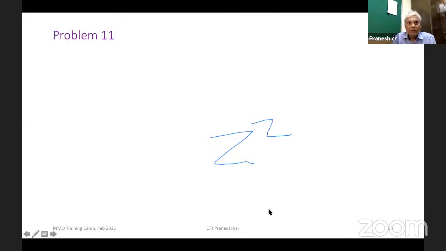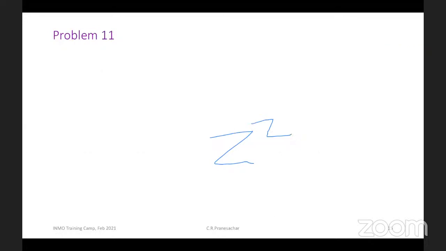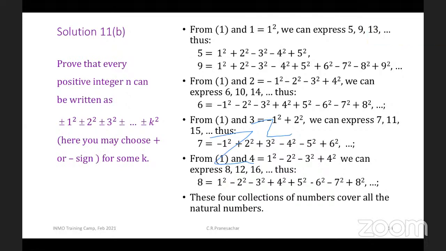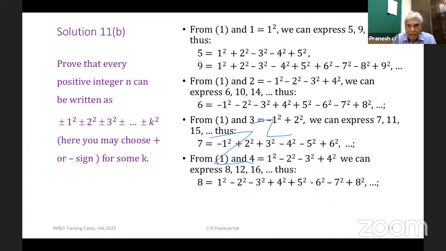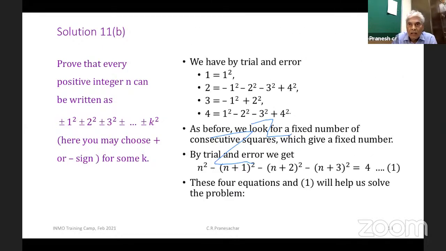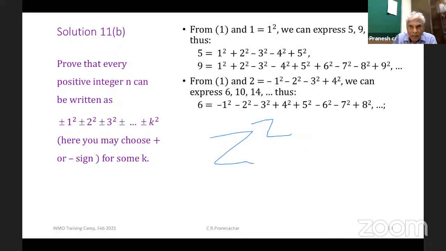Now there are some. Sir, can you show the previous slide? Sorry, the previous one. Can you please show the previous slide? Which one do you want? This one. So this is not minus sign, this is plus sign. Yes. Is it okay? Okay.